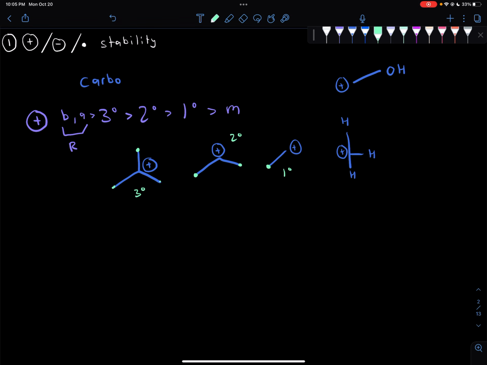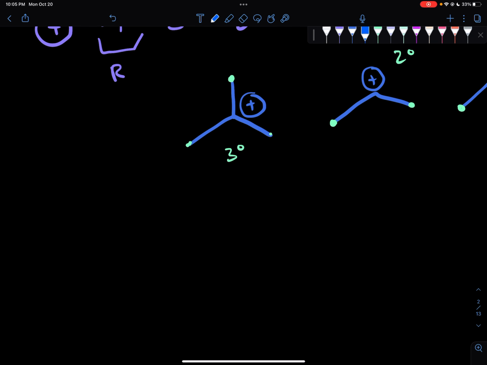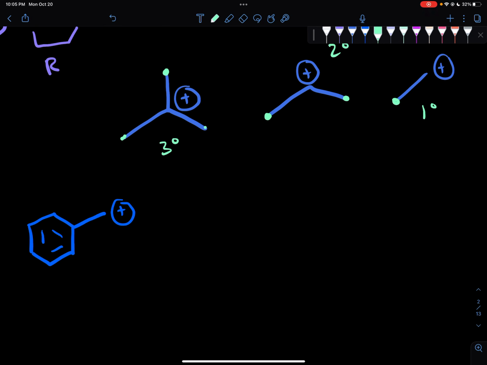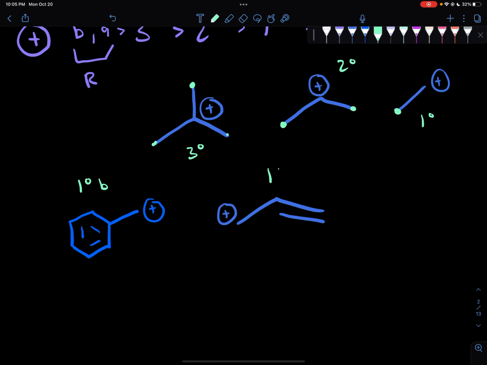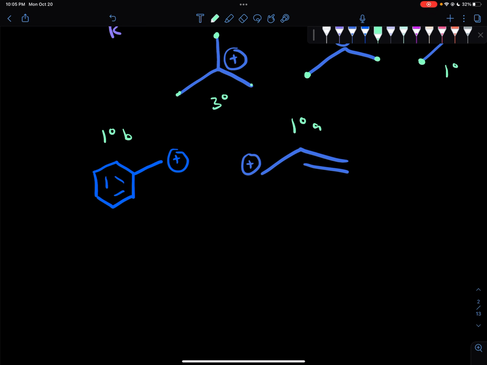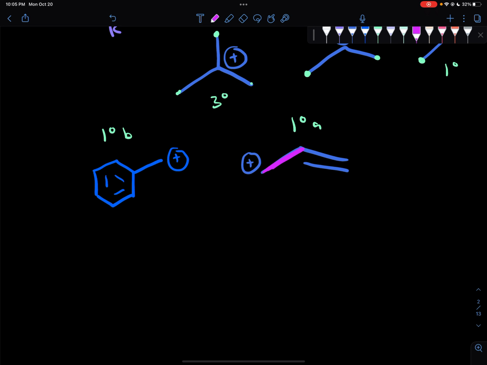When it comes to benzylic and allylic, benzylic looks like this, where you're able to do resonance with a benzene. So something like that. Here let's write primary benzylic. Allylic will look like this, where you're resonating with just a double bond, not necessarily a benzene ring. So this one would be primary allylic. And you want to make sure that you're one away from a double bond or benzene, because then you're able to actually do resonance.